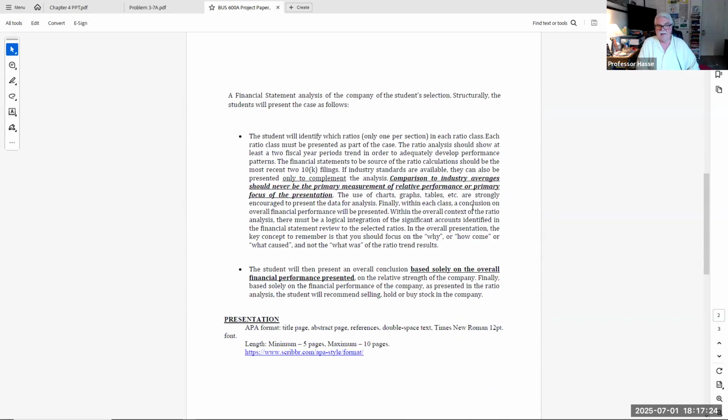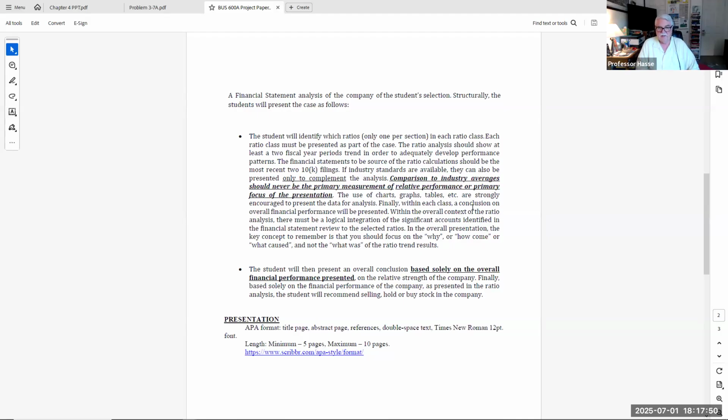A financial statement analysis of the company of their student selection. Structurally, the students will present the case as follows. The student will identify which ratios, remember, one per section in each ratio class. Each ratio class should be presented as part of the case. The ratio analysis should show at least 2 fiscal periods.